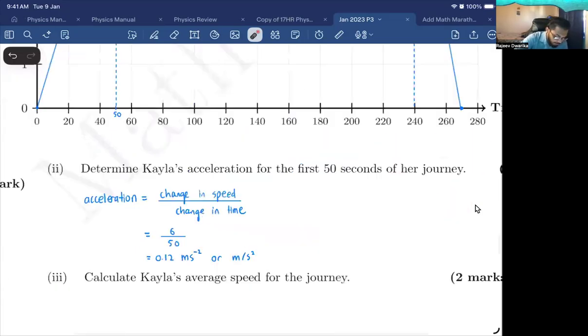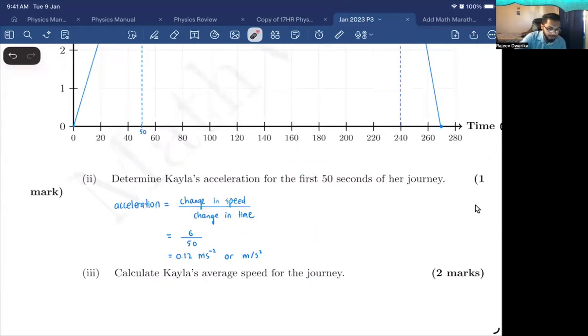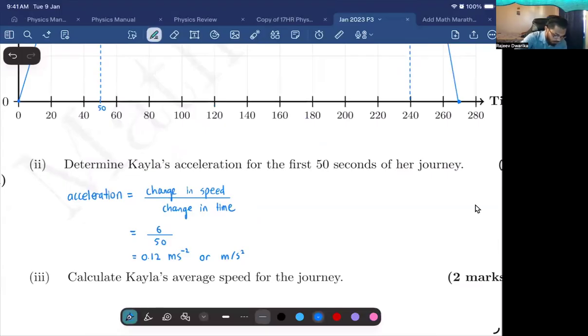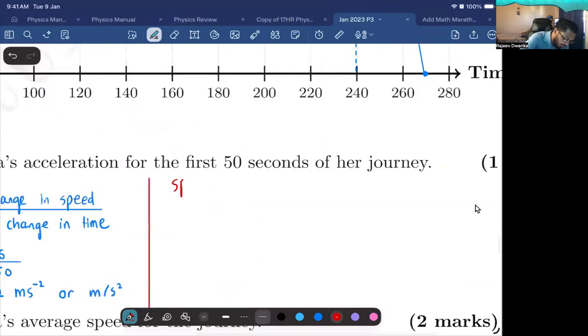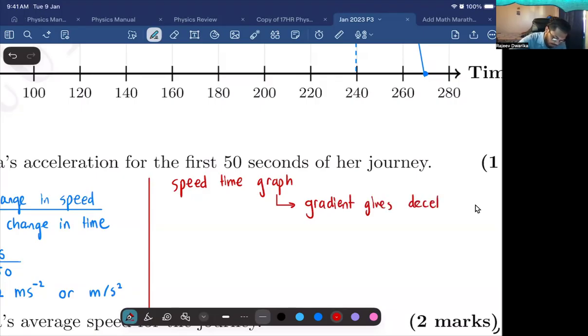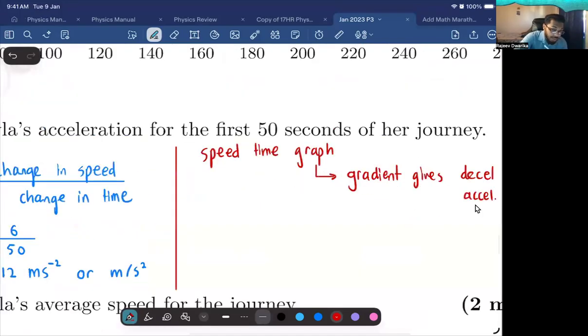So did everybody understand how I got the answer there? Yes or no? Yes, sir. Now, if you want to do it using a mathematical approach, just remember this. For a speed time graph, the gradient is going to tell you the acceleration, right? The gradient gives deceleration and acceleration. So to find the gradient, you need 2 points.